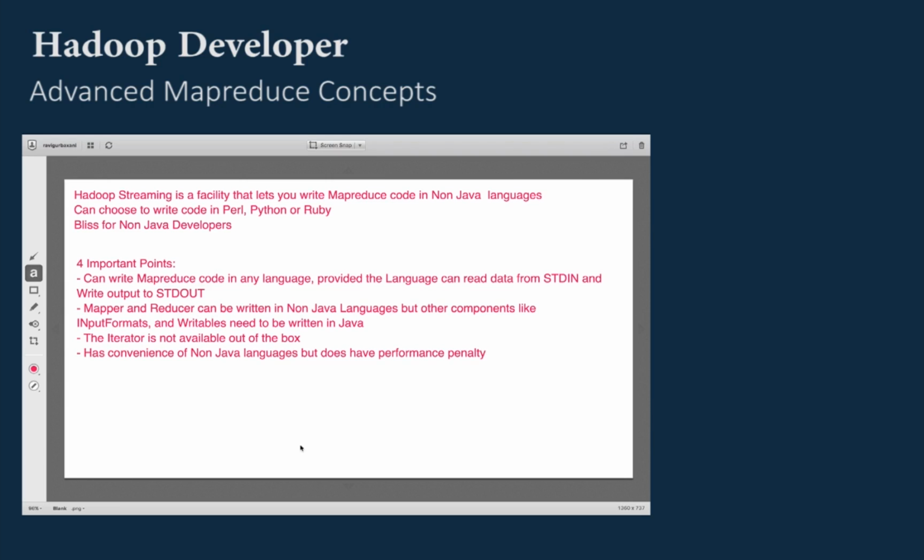First point is you can write Mapreduce code in any language, provided the language can read from the operating system's standard input and standard output. So be it Perl, Python, Ruby. The way input is read is your input is read from stdin, that's your standard input, and your mapper code will read from stdin, and when it comes to writing the output, it will write output to stdout. So any language that you choose has to be capable of reading from stdin and writing to stdout. That's very, very important.